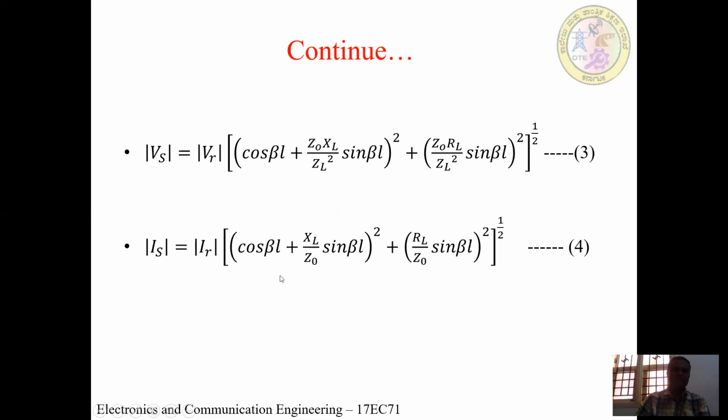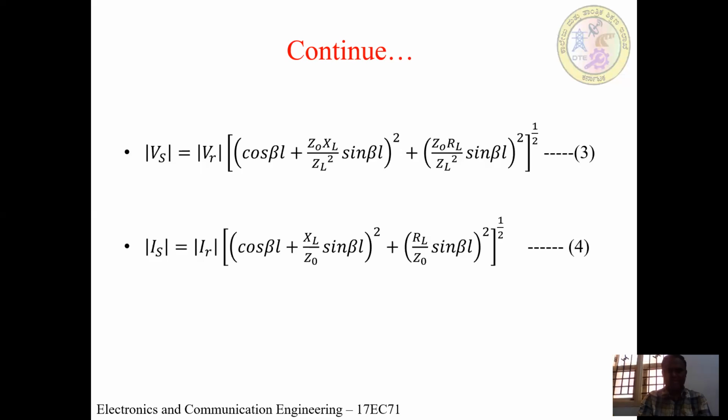In similar fashion, we write Is as the magnitude of IR into [cos beta L plus XL divided by Z0 into sin beta L] whole square plus [RL divided by Z0 into sin beta L] whole square, whole to the power of 1 by 2. So that equation, whatever is there, Is and Vs, since they are complex numbers, we are representing them by splitting them in terms of magnitude.